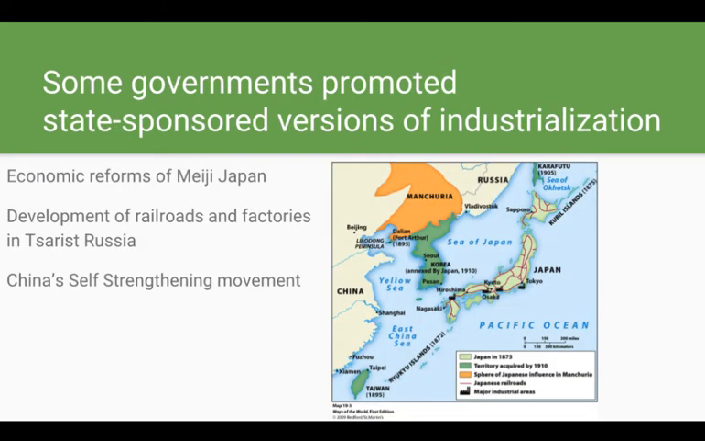There was a method of a state-sponsored sort of capitalist version of industrialization. So the Meiji Restoration and the reforms to encourage Western-style industrialization are an example of that. In Tsarist Russia, this is under the monarchy before the Communist Revolution, the government sponsored the building of railroads and factories. And that is a contrast to what happened in countries like the United States, where that was done privately. And then, of course, China's self-strengthening movement is also a government-sponsored industrialization program.